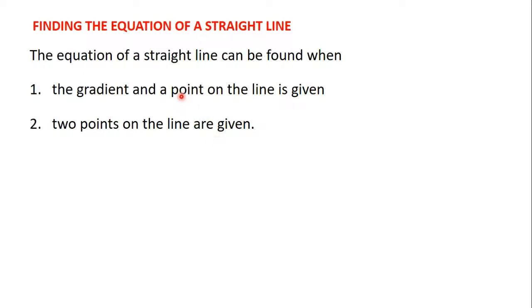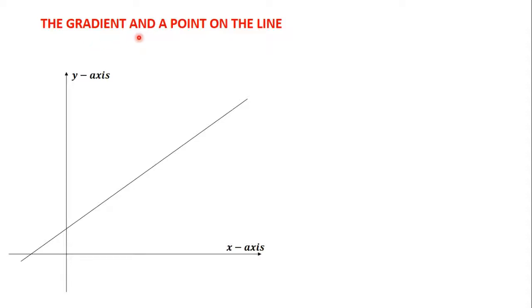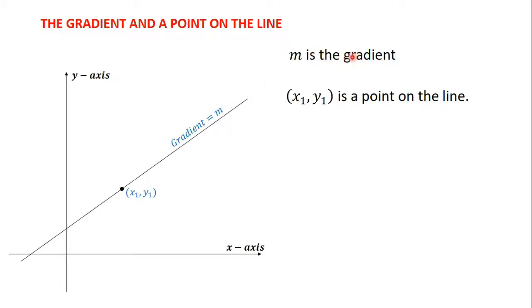We will begin with the first one, when we are given the gradient and the point that falls on the line. So when we are given the gradient and a point that falls on the line, how do we find the equation of the straight line? Let's consider this diagram once again. We have this straight line drawn in the xy plane. Let's assume that there is a point that falls on this straight line, or the line passes through this point, and this point has the coordinates x1, y1. So the x coordinate of this point is x1 and the y coordinate of this point is y1. The gradient of this line is m.